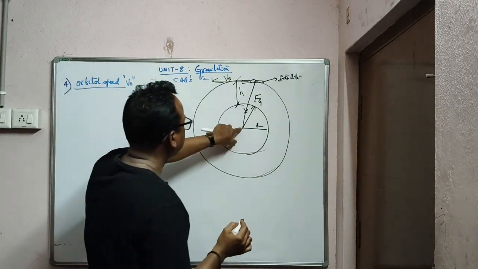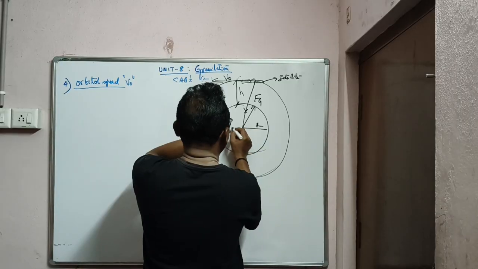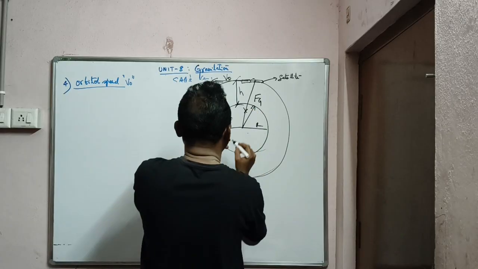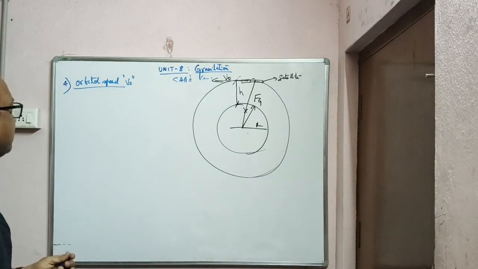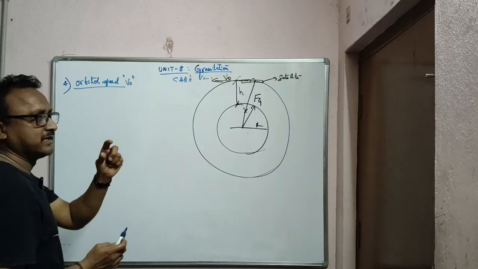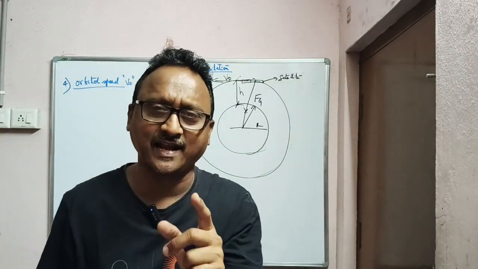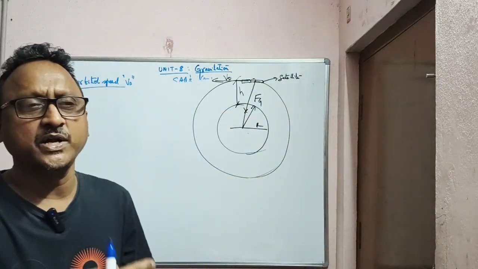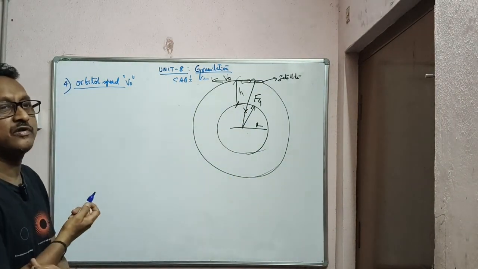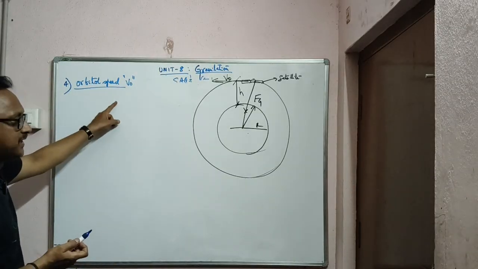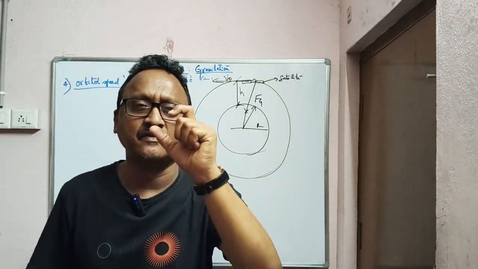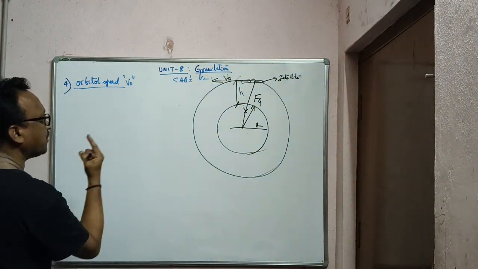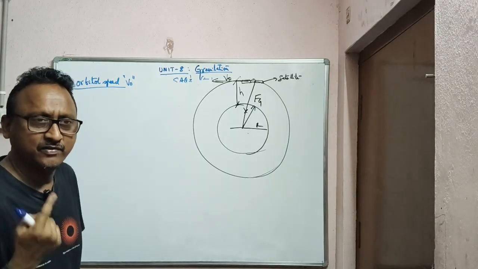This distance is r. Then the total distance from the center becomes r plus h. You know this r is already there. Now we have to derive the equation. Now what is orbital speed? The horizontal speed given to a satellite which is sent above the earth surface to a certain height and made to rotate continuously without falling on the earth. That is orbital speed.